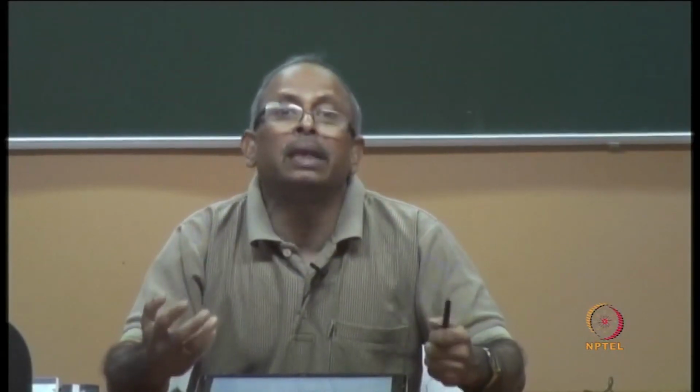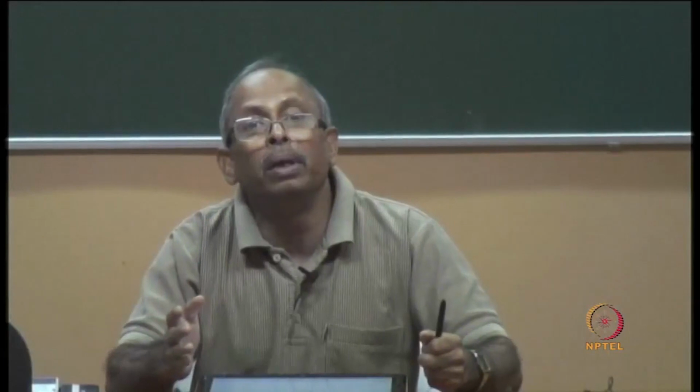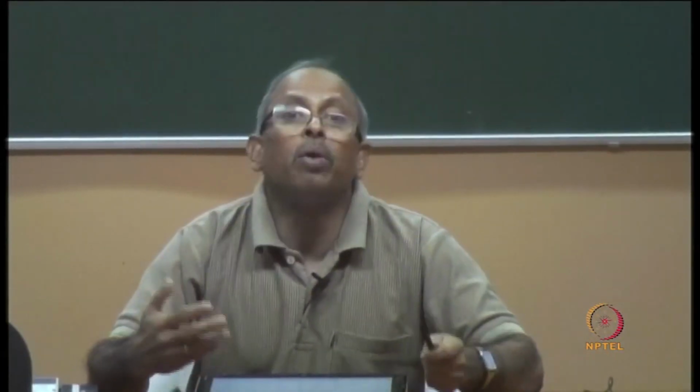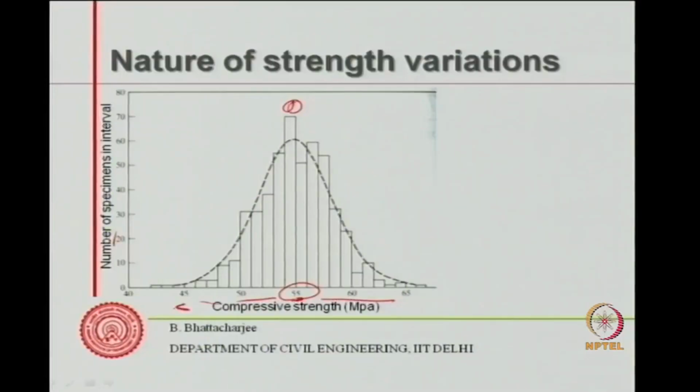And statistics tells us from the central limit theorem that in such a situation, a random variable which depends upon a number of random variables will vary normally. That means it will exhibit a bell-shaped curve as shown here. The strength, although I want it to be 55, will actually vary from 45 to 65, or 43 to 67, and therefore there is a range over which it varies.